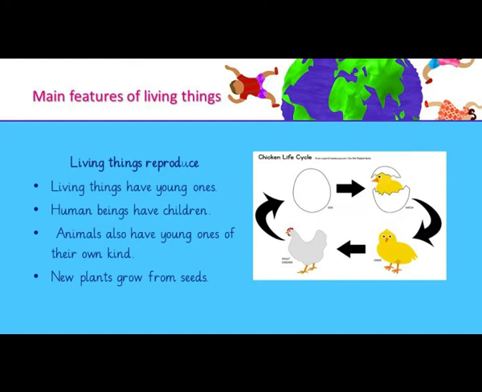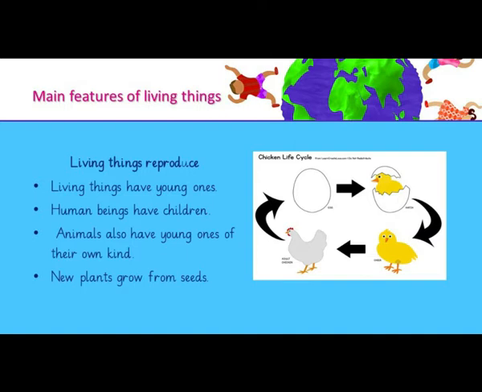We have discussed four main features of living things. First one, living things need food. Second one, living things grow. Third one, living things can move. Fourth one, living things breathe. They breathe in air.